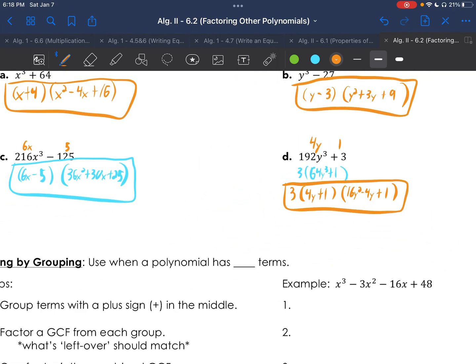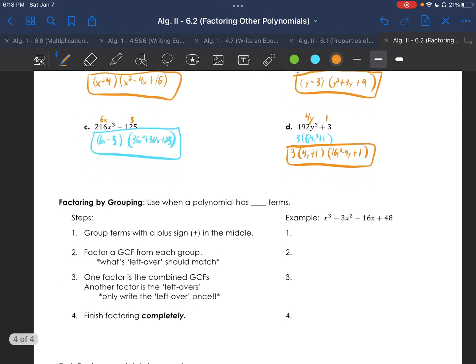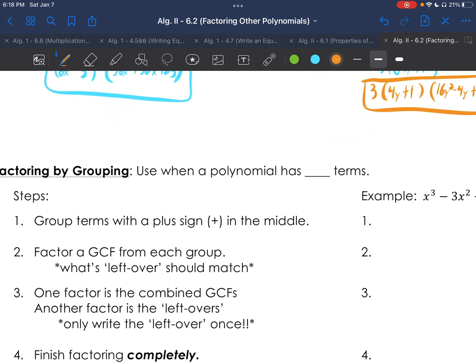The next method we're going to quote-unquote learn, but I say quote-unquote because we've actually already learned it before, is factoring by grouping. So we're just kind of reviewing it. We use it when a polynomial has 4 terms. And we've already done this because we do it with trinomials when we go quote-unquote the long way, when a doesn't equal 1.